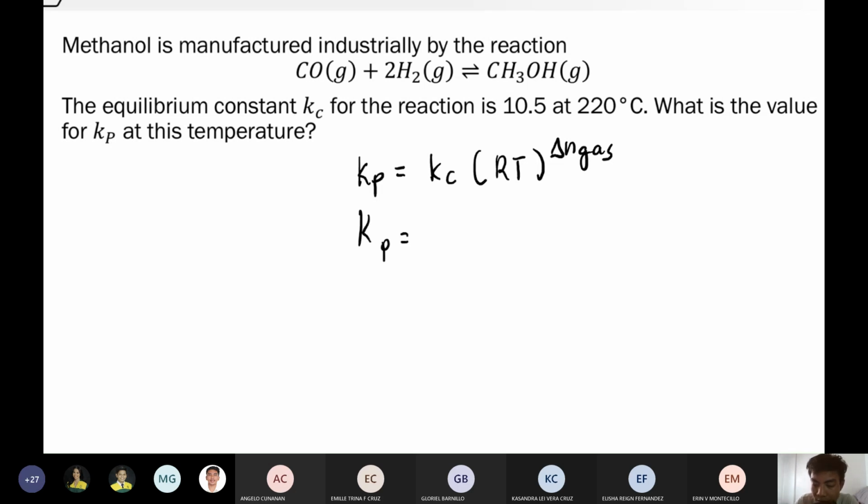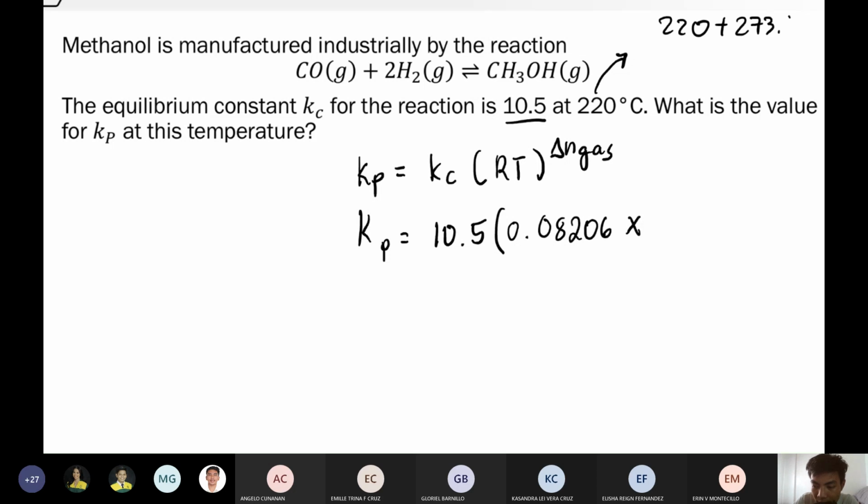Magpa-plug in na lang tayo. So, Kc is 10.5. R is gas constant, 0.08206. Do not write the unit. Basta alam mo, liter atmosphere per mole Kelvin yan. Temperature is in Kelvin. So, convert mo yan to Kelvin. 220 plus 273.15 lang yan. So that will be 493.15. Tama ba? 493, okay. So 493.15 Kelvin.